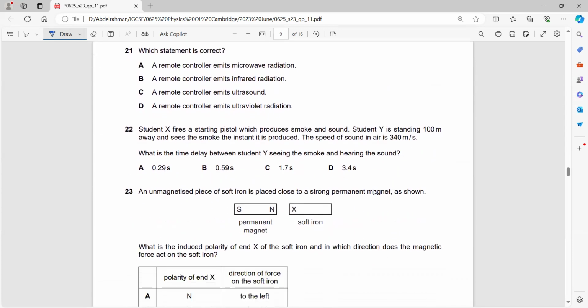Which statement is correct? A remote controller emits microwaves, or a remote controller emits infrared. Yes, we know that remote controllers emit infrared radiation. A student X fires a starting pistol which produces smoke and sound. Student Y, standing at a distance of 100 meters away, sees the smoke at the instant it is produced. The speed of sound is 340 meters per second. What's the time delay? This is very simple because you will only use speed equals distance over time, so time equals distance over speed. So basically 100 over 340, which would be 0.29 seconds.